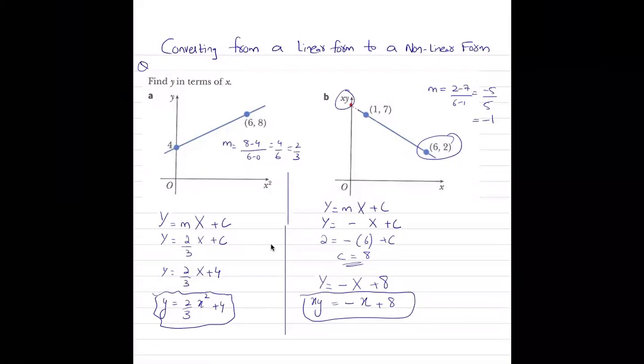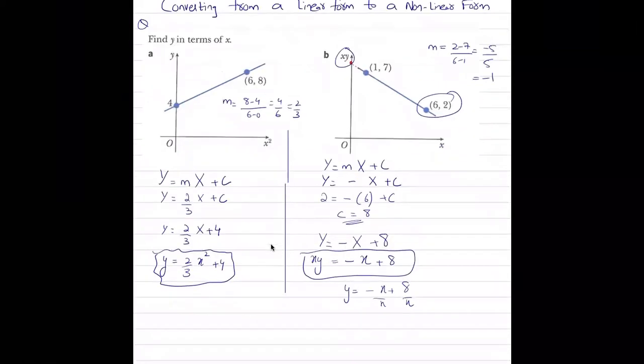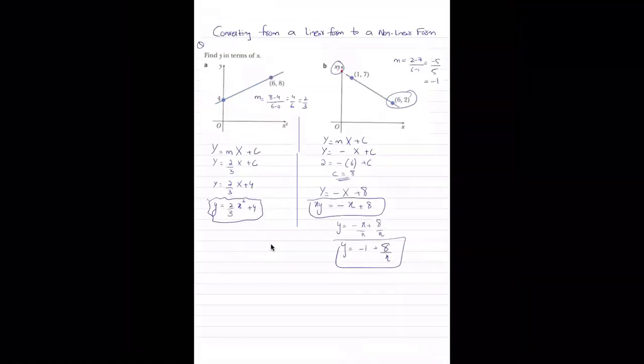You can also write this equation in this form: minus x plus 8 upon x. So that is going to be y equals to minus 1 plus 8 upon x. All right. Let me know when you're done.